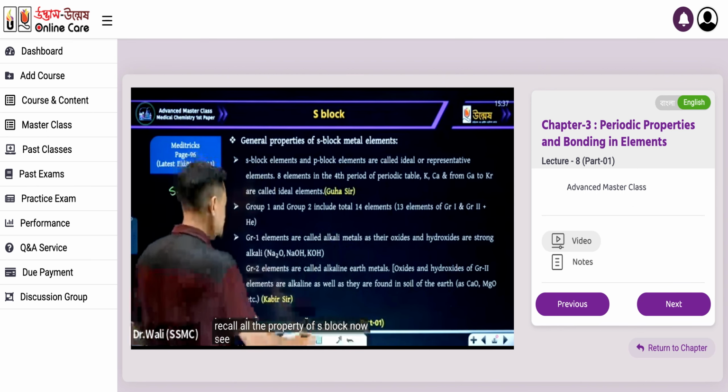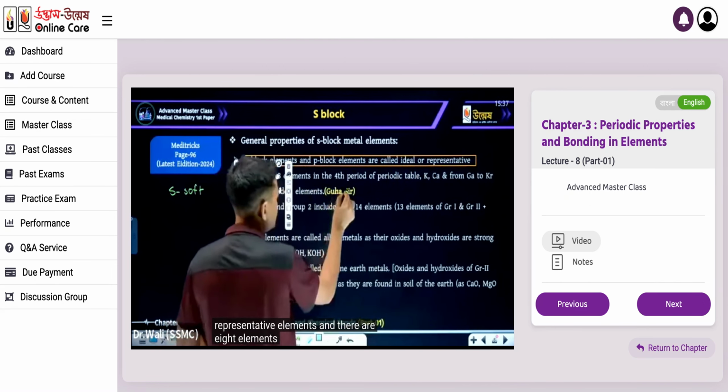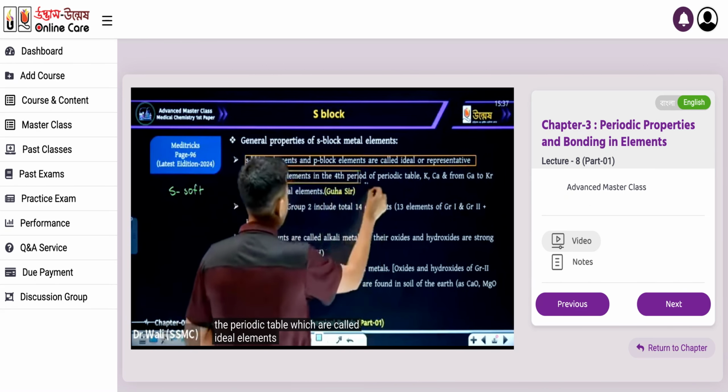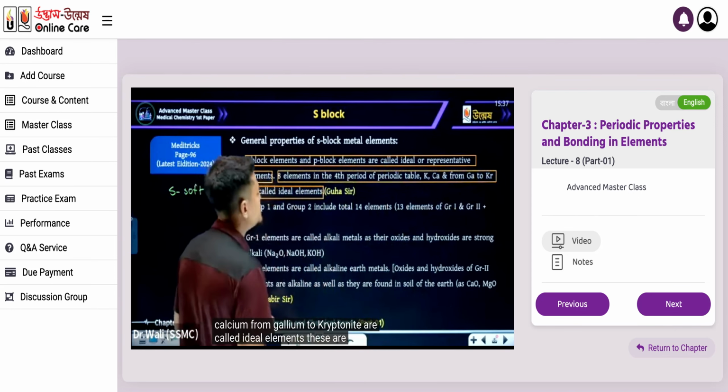Now, see here, S block elements and P block elements are called ideal or representative elements. And there are 8 elements in the fourth period of the periodic table which are called ideal elements: 8 elements of the fourth period, from potassium, calcium, and from gallium to krypton, are called ideal elements. These are mentioned in Gosar's book.